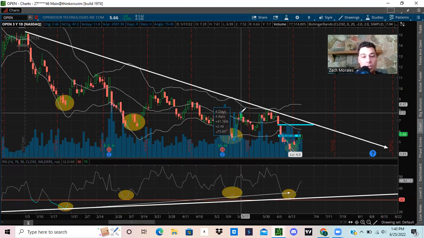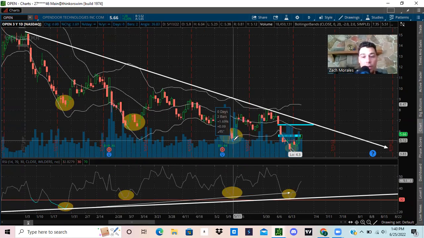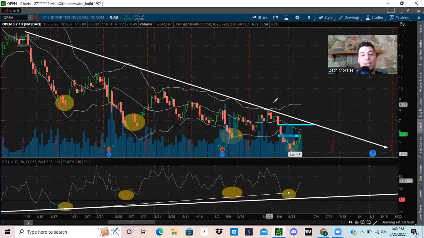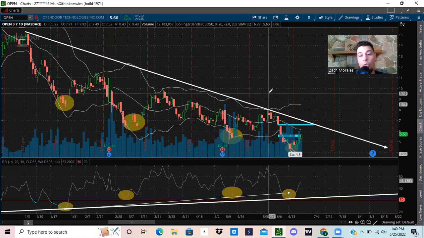Now, is it as strong? No, but we do get a 4-day, about 45% rally. So these are very big potential setups for you in a swing trade.